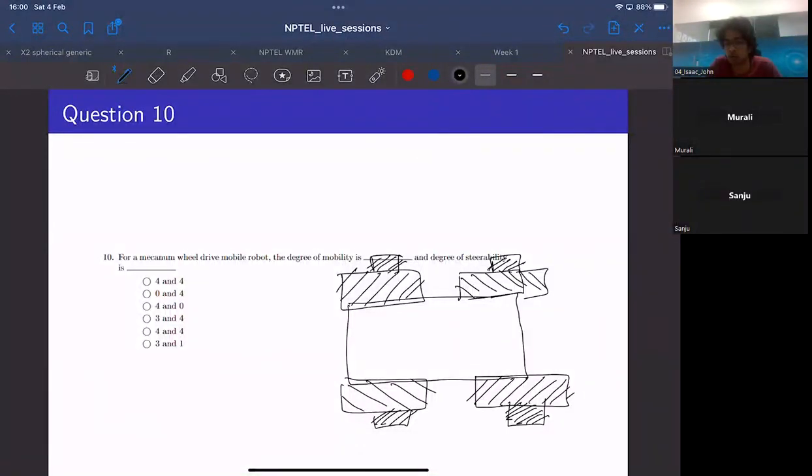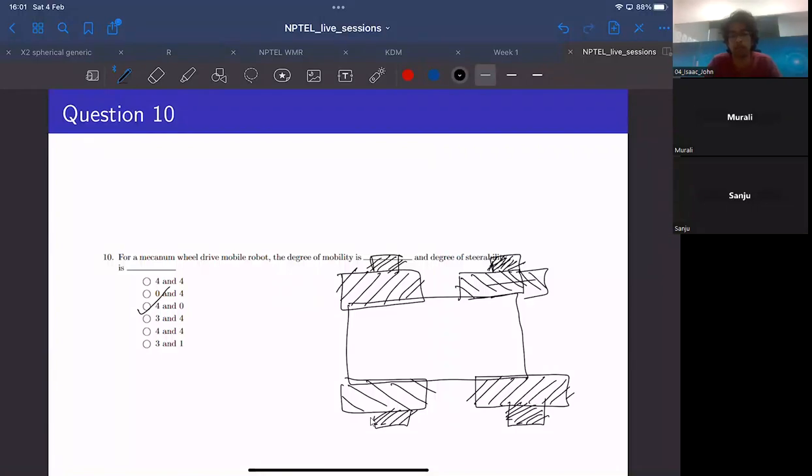Sanju says 4 and 0. What about Murali? Murali says 4 and 4. All right. I think the correct answer is 4 and 0. I suppose Sanju got it right. Murali, do you have any concerns regarding this? You can speak up. No, I think what Sanju got is right. Yes, because you would use the 4 motors to directly manipulate the wheel velocities. You do not have any further motors or inputs to control its steering.